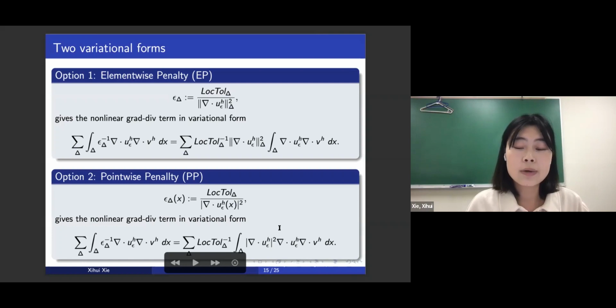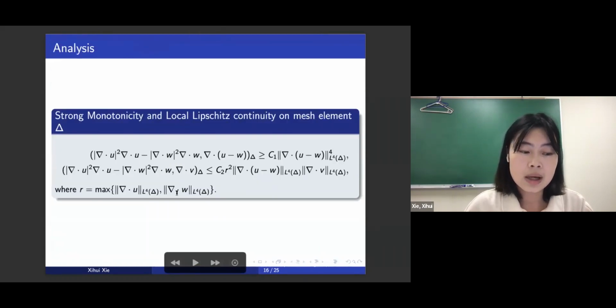So in our error analysis, we only did the error analysis for option 2, because if you notice the right-hand side, this structure shares the same structure as a P-Laplacian. So that way it has the strong monotonicity and the local Lipschitz continuity property. So in the error analysis, we are going to use these two lemmas.